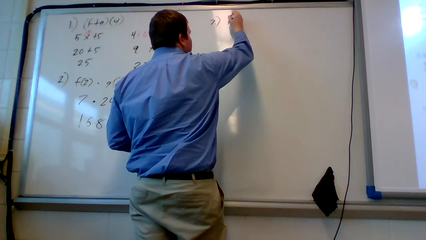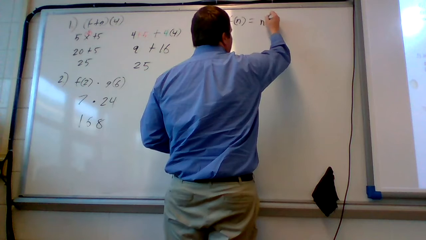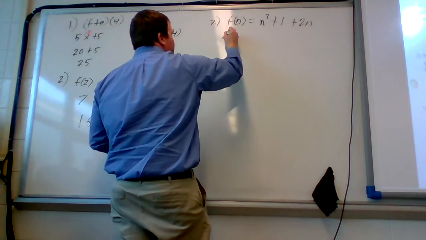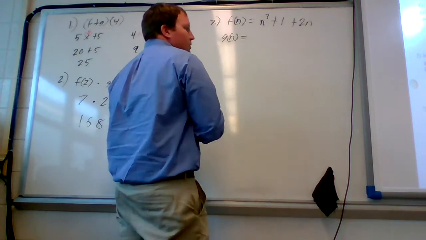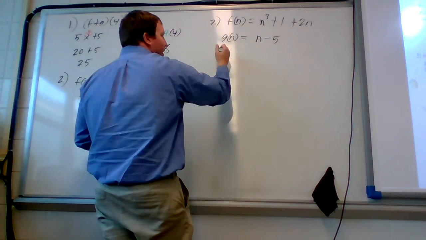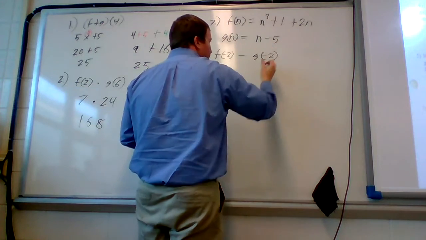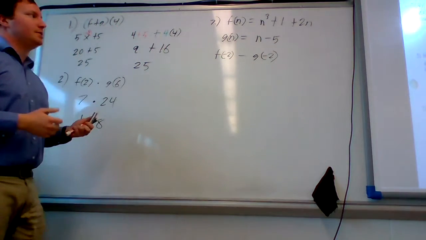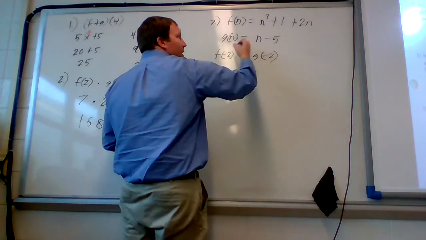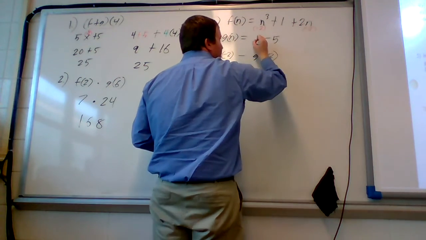We've got f of n equals n cubed plus 1 plus 2n. And g of n is equal to n minus 5. And they want us to find f of -2 minus g of -2. And the easiest way to do that is let's take these two values, the -2, and replace them in for our n values in the equation.